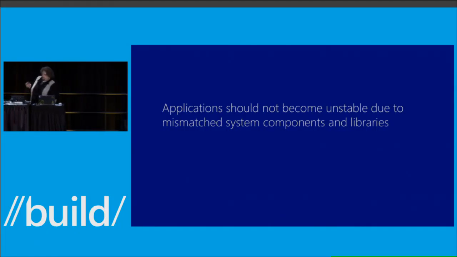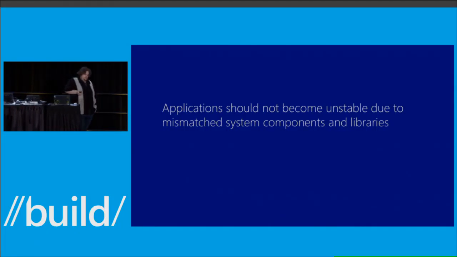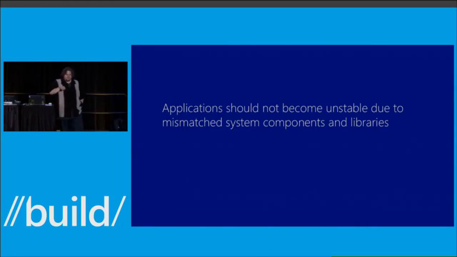The other thing that we're really cautious about is versioning, not only between Windows 8 and Windows 8.1, but even going forward. We want to be very careful about making apps unstable. We don't want to load different versions and potentially mismatched system components and libraries into an app's process, because that has the potential of making that app unstable. We want to provide a promise that apps on Windows are great, and we want users to continue to have that great experience.